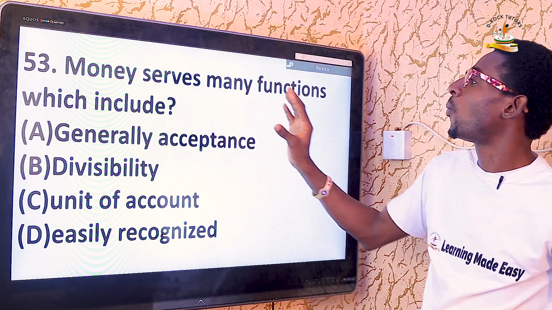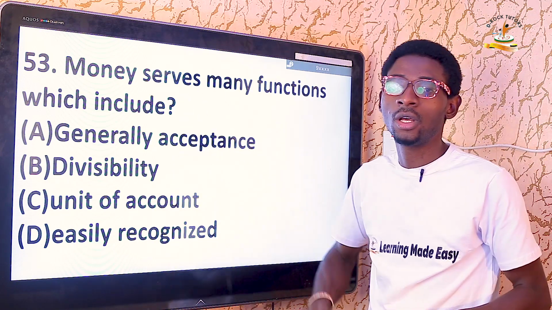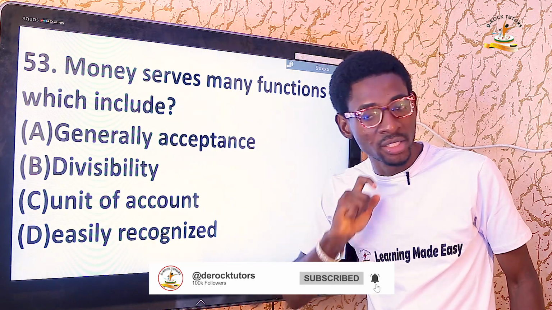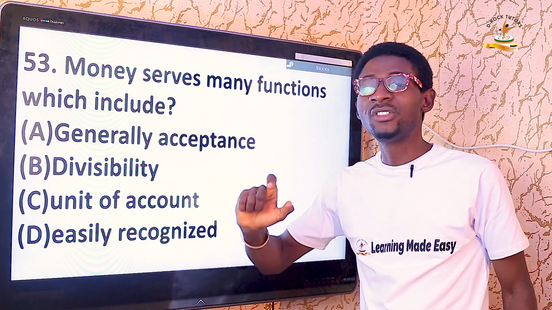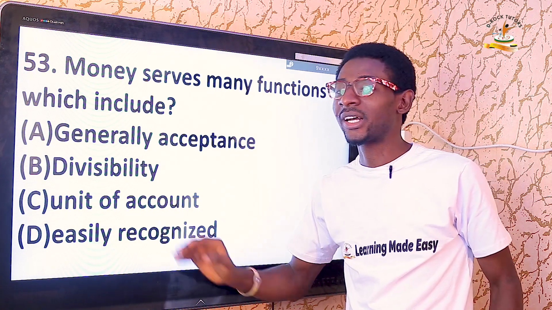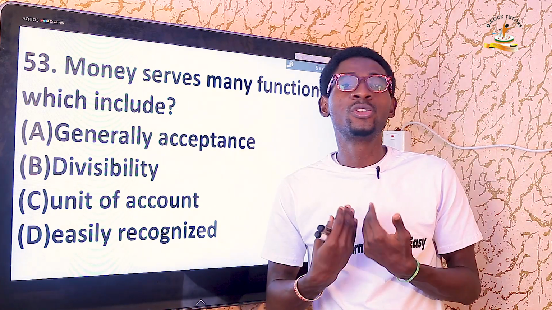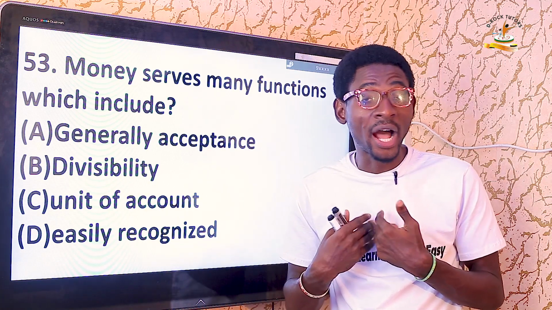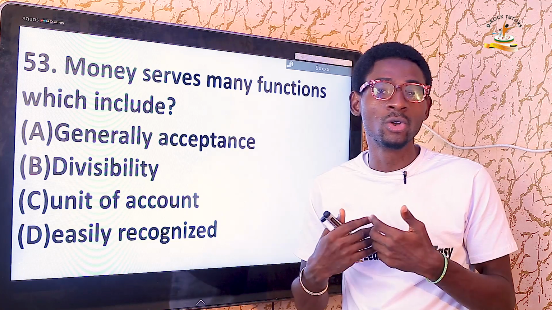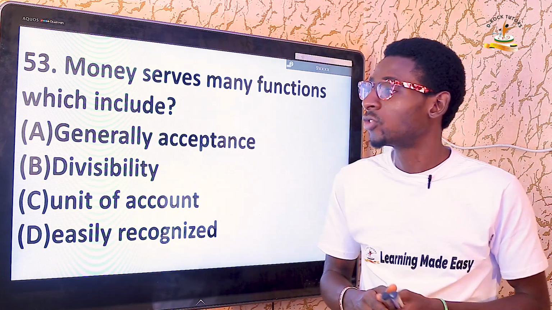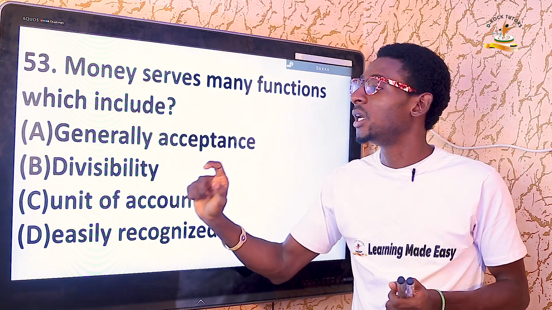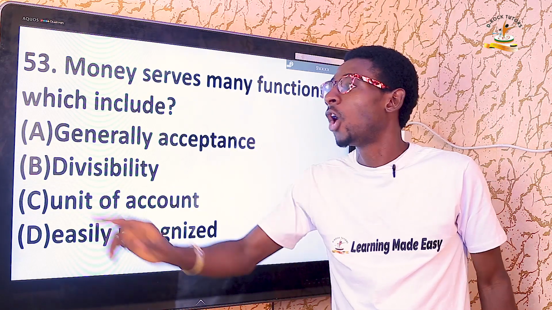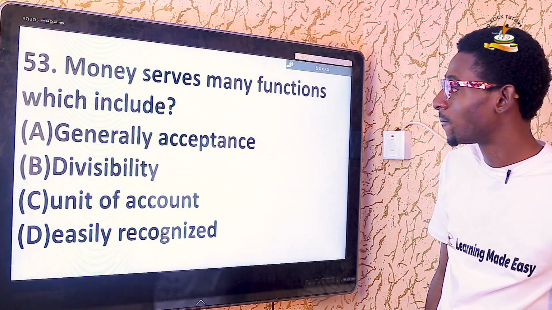Now, they're asking us which of the following is a function of money. Option A, B, and D are qualities or attributes of money. It's only option C which is a function of money. Unit of account. In Nigeria, we use naira. Some countries use dollars, some use cedis, some use franc, some use yuan, some use other units, euros and pounds. That we call unit of account. So that's one of the functions of money, while A, B, and D are qualities of money. So 53 is option C.